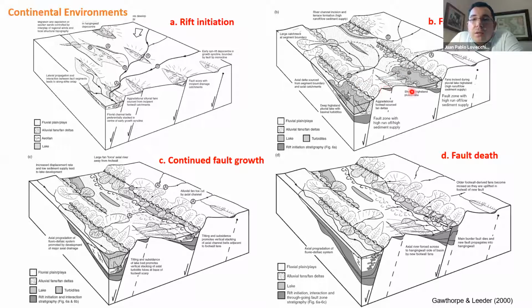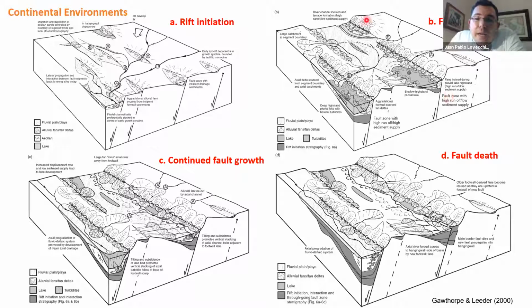The faults start to connect. They are linked, and so the depocenters become larger, and some other fault segments can become inactive. What's important here is that the faults can be connected, creating larger depocenters.